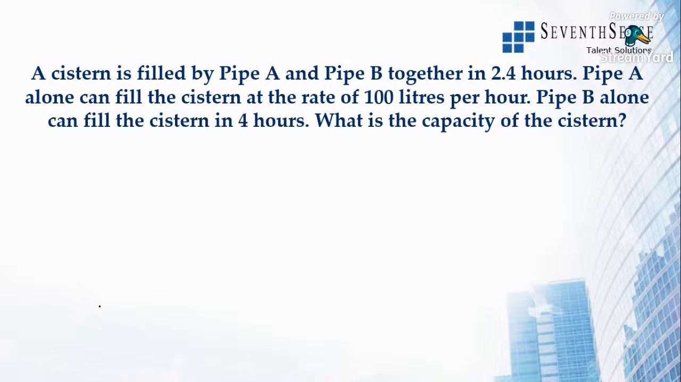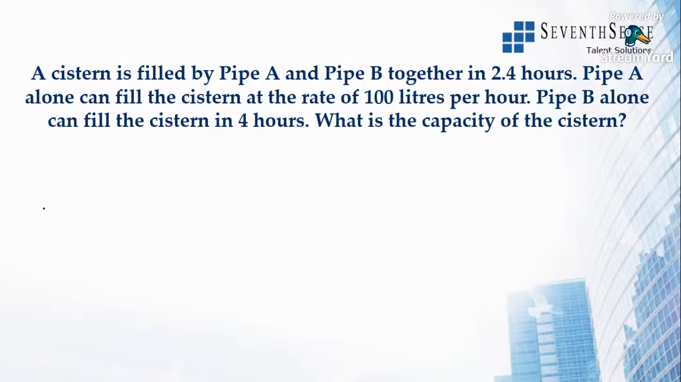A cistern is filled by a pipe. Cistern is something like an overhead tank. The cistern is filled by pipes A and B together in 2.4 hours. So 2.4 hours, keep it as it is, don't worry about it. Pipe A alone can fill the cistern at the rate of 100 liters per hour. They have given 100 liters per hour. Pipe B can fill the cistern in 4 hours.